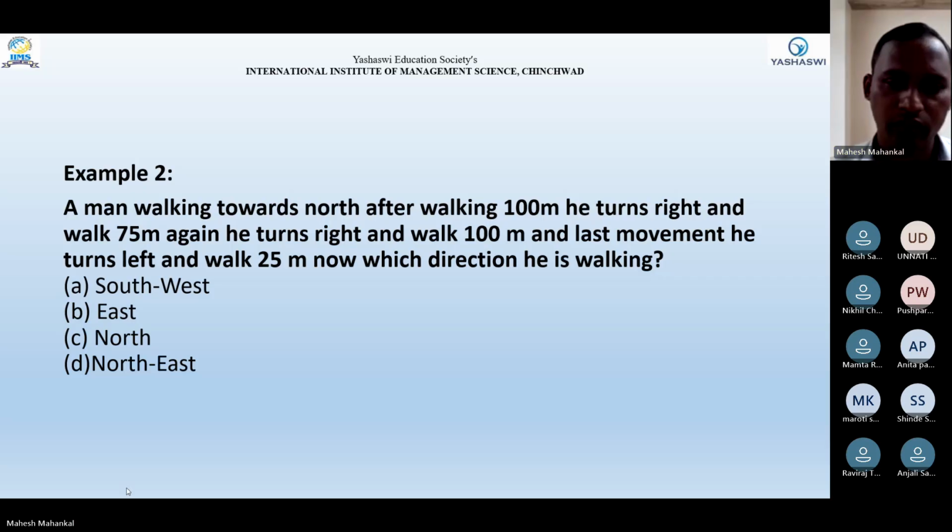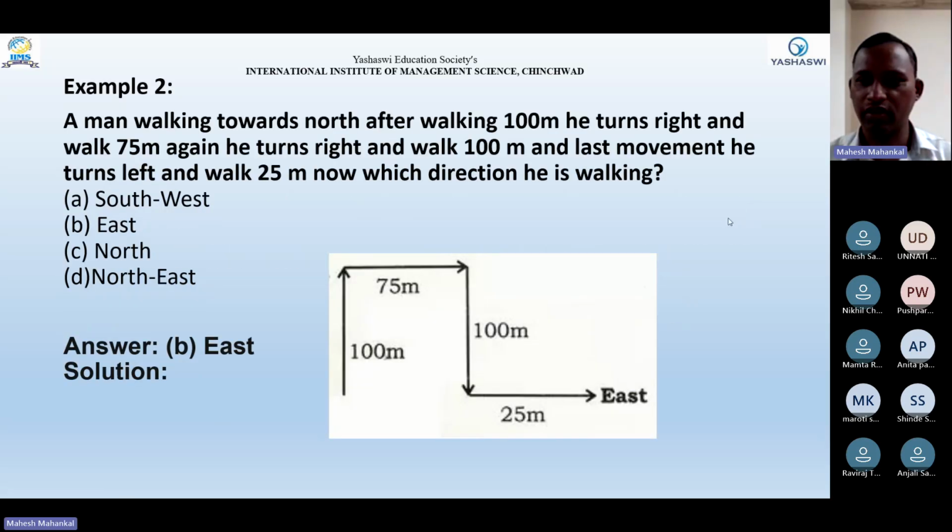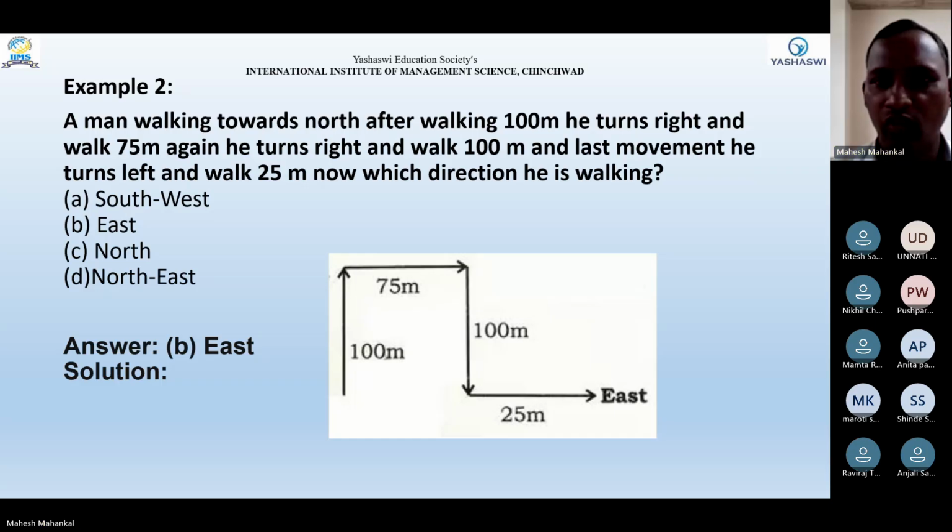Now we'll see exactly the answer. See how this statement says that option B, east, is the correct option. A man walks 100 meters. After walking 100 meters, he takes a right turn and walks 75 meters. Again he takes a right turn, walks 100 meters. Again he takes a left turn, walks 25 meters. In which direction is he walking? East direction. You got an idea about this, students? How to draw lines? Yes, sir. It's clear.